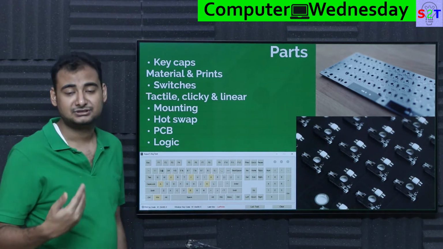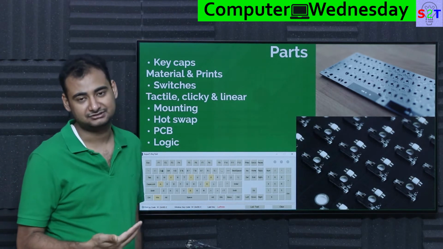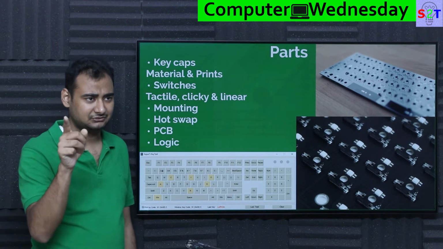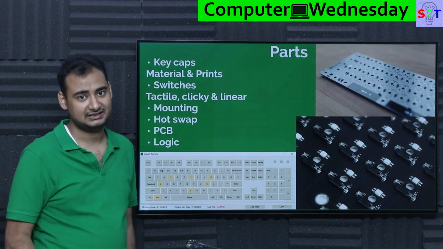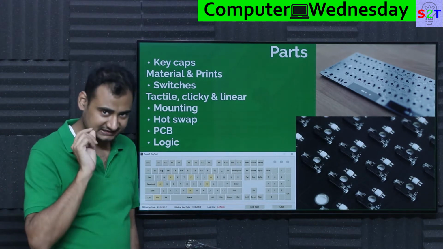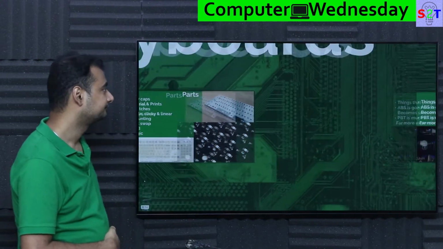So these are things you will notice once you buy a high-end gaming keyboard: N-key rollover, anti-ghosting, 1000 hertz polling rate. All those things translate to how good the logic is, basically the microprocessor in the system.